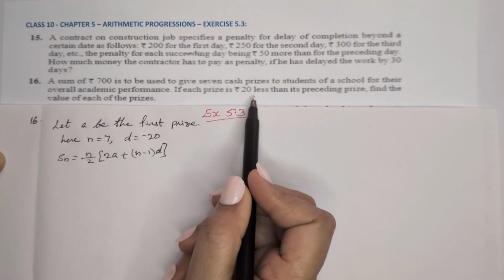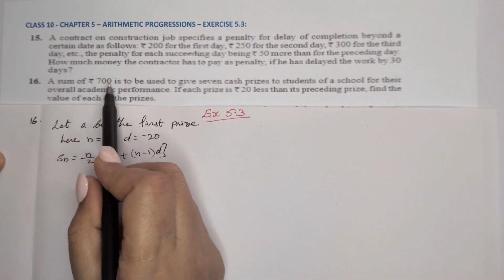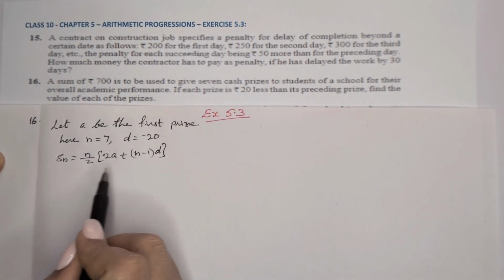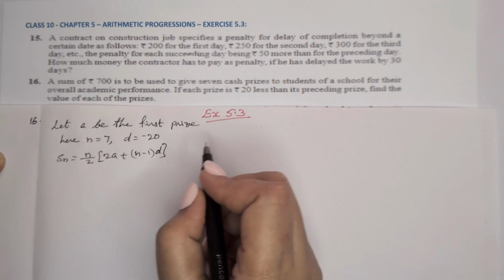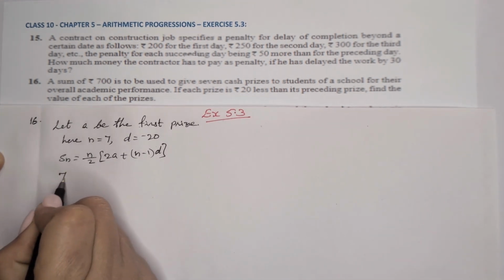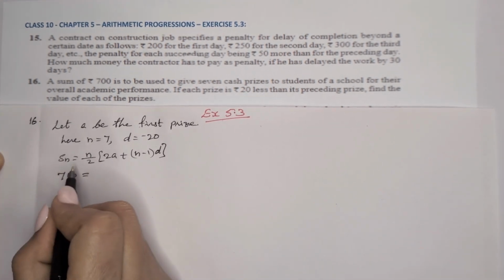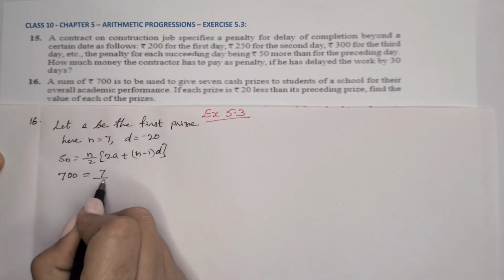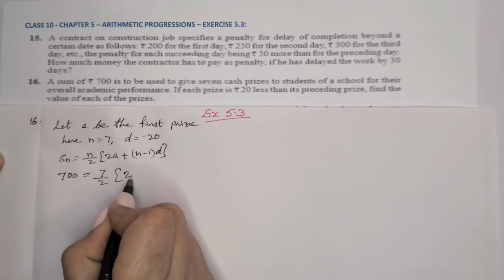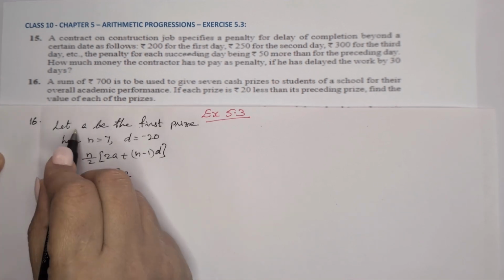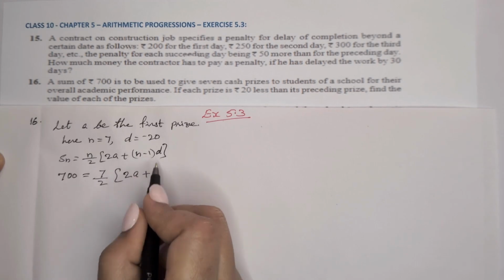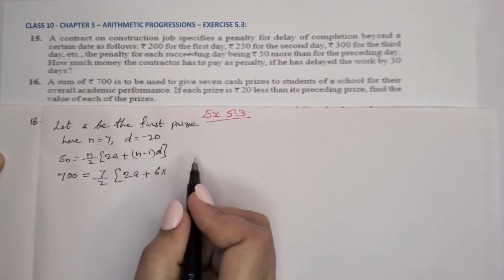Each prize is 20 rupees less than the previous one, so we can take the common difference as minus 20. And the total is 700 rupees, so Sn is equal to 700. We can put the values in the formula. That means 700, the total amount, is equal to 7 by 2 into the first term, which we don't know. The first prize we have taken as a. So 2a plus n minus 1, that is 6, into d, which is minus 20.